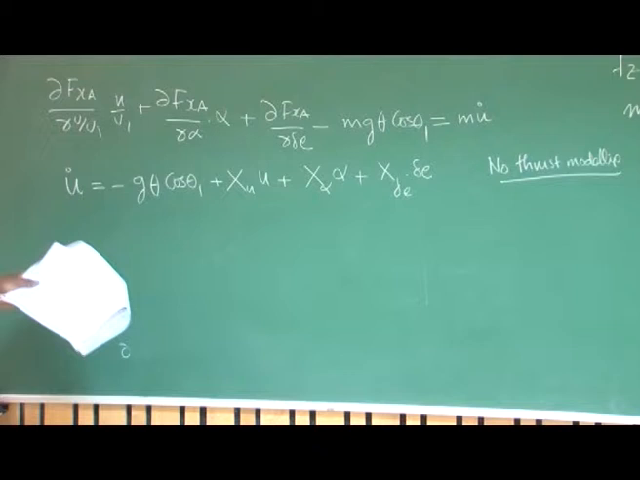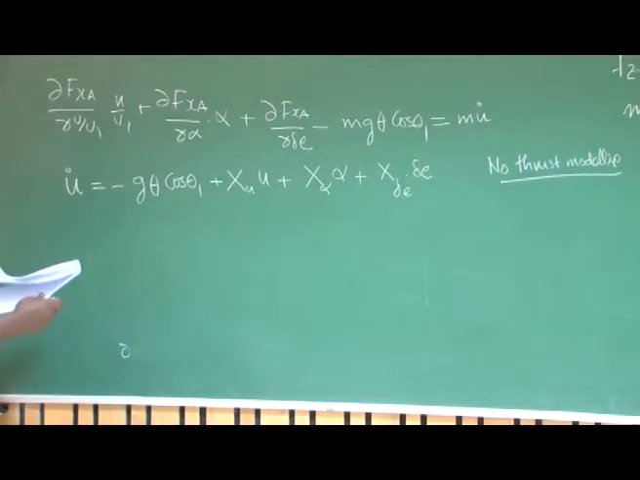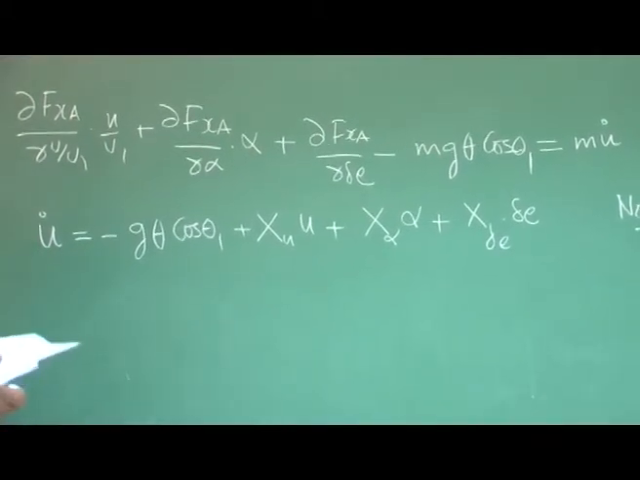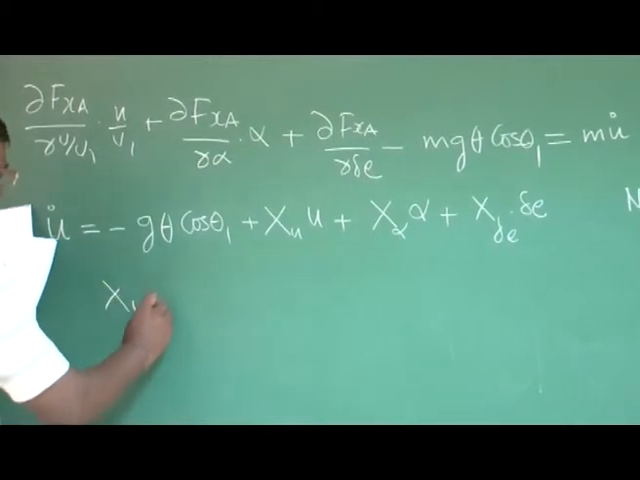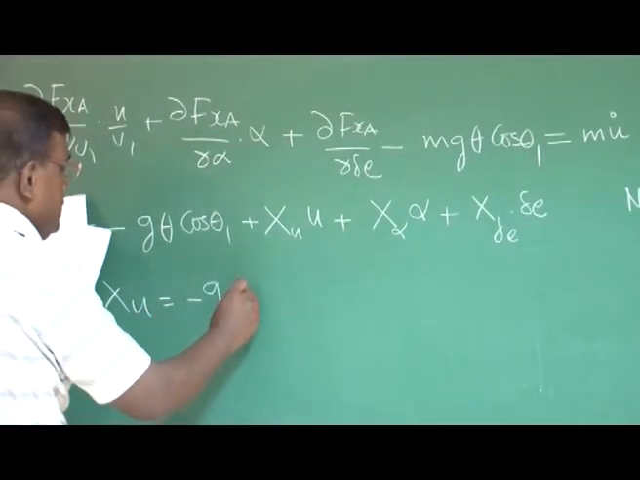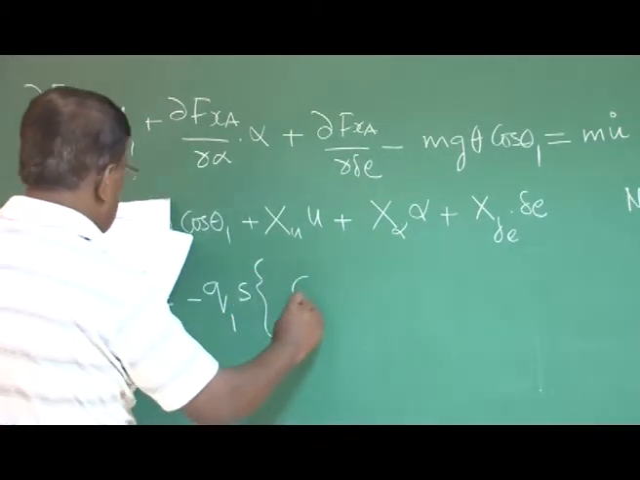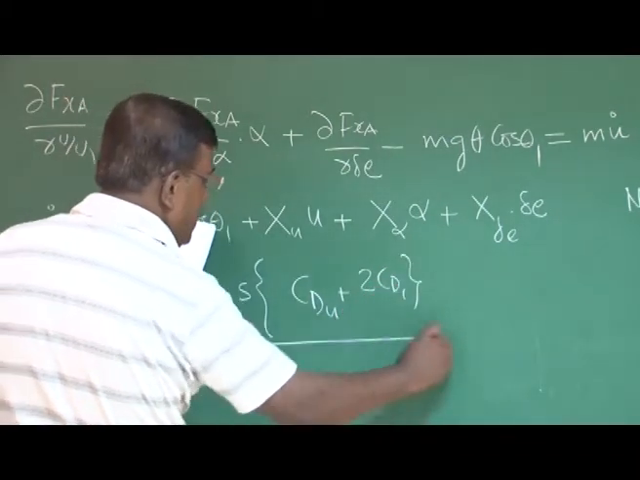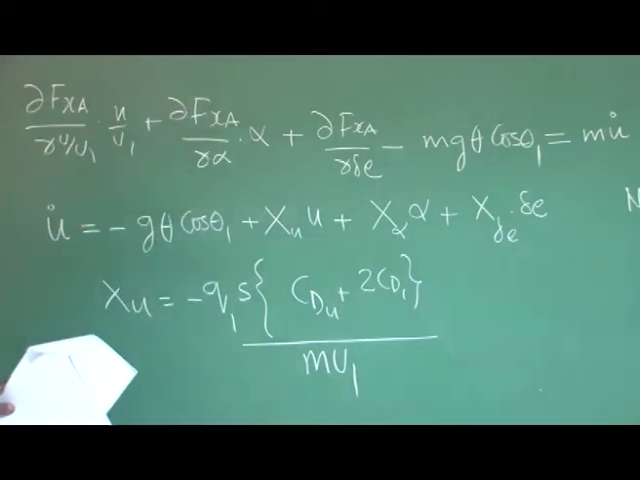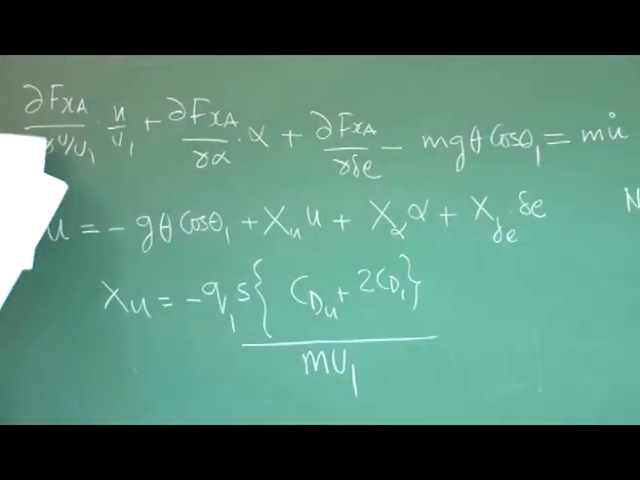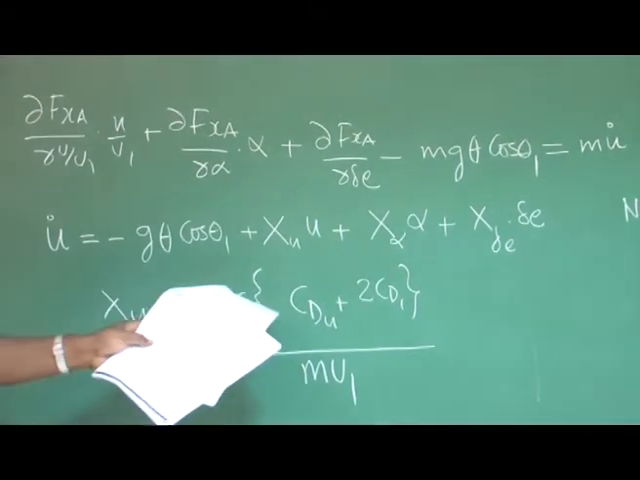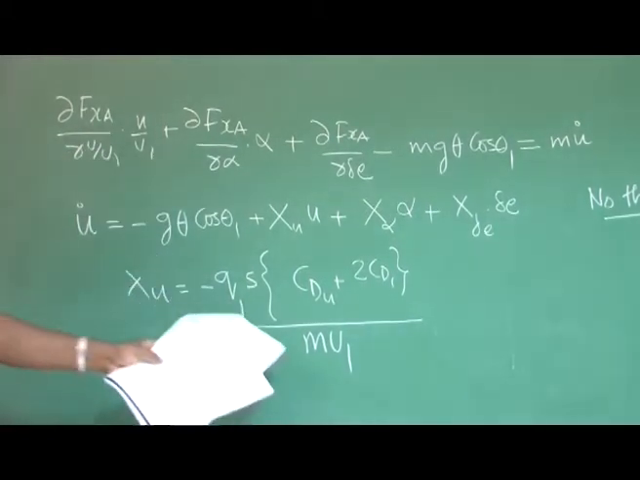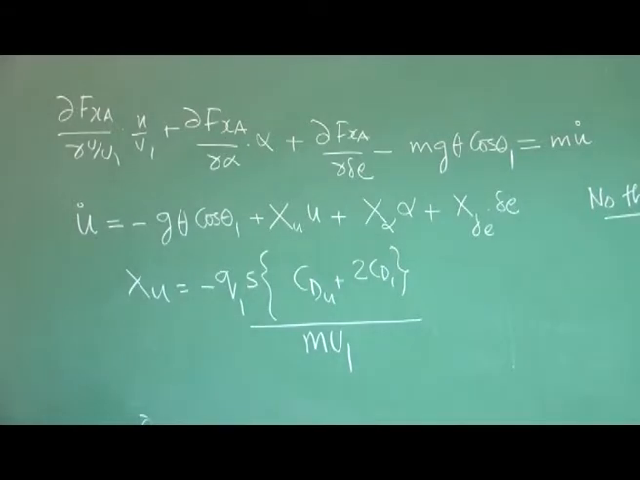And what will be the expression of Xu? You can do it yourself. Once you substitute those expressions, you will understand that Xu is nothing but minus q1 S (CDu plus 2 CD1) divided by m u1. You could see that we substitute for dFxa by du by u1, and then when I write u dot, naturally u1 is absorbed here. So simply you can find this.